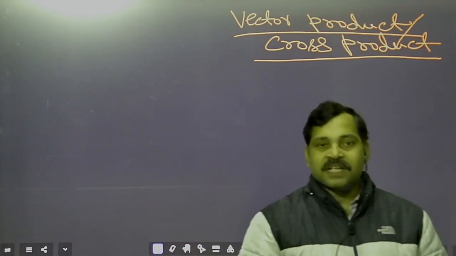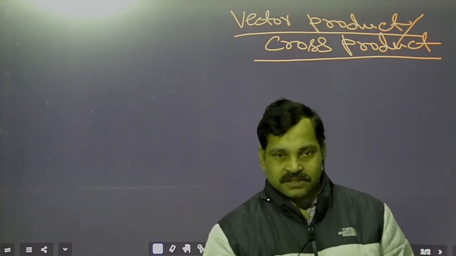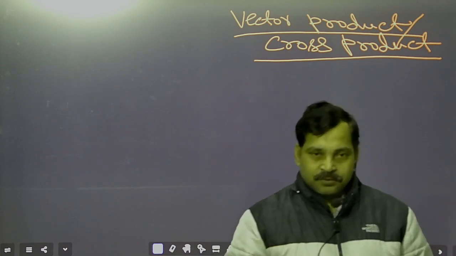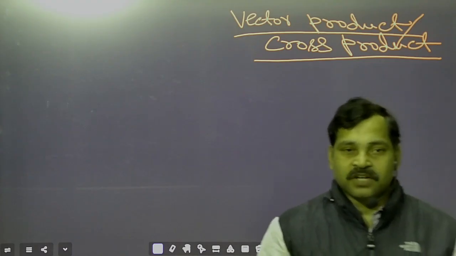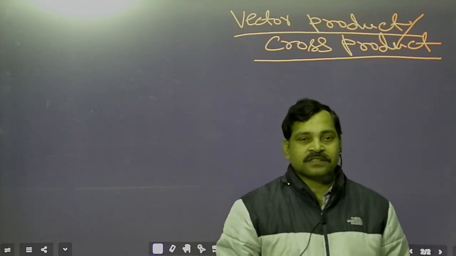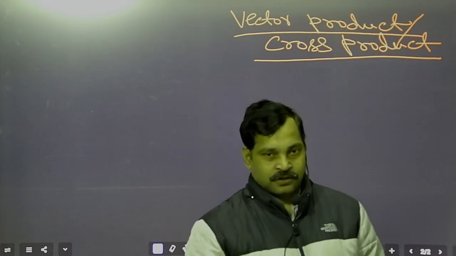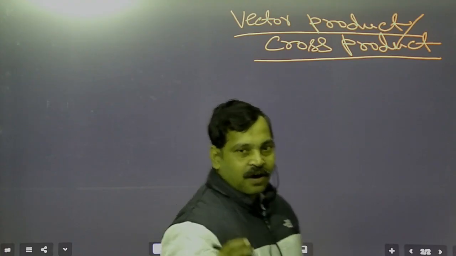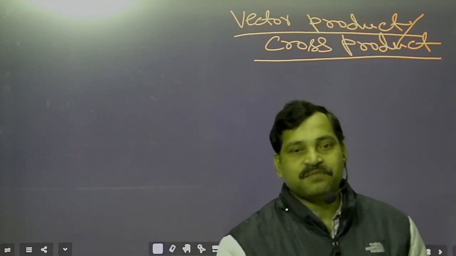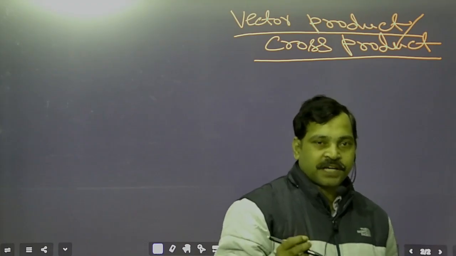Dot product means scalar product, because the result will be a scalar quantity. But cross product is also known as vector product, because the product of two vectors gives you a vector. So now we will discuss vector products and how we use this in physics. This is a very important concept.